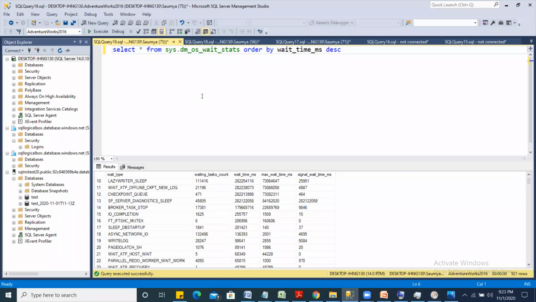So lazy writer, if lazy writer is in sleeping state, LAZYWRITER_SLEEP. I'm telling you, these are related to IO waits, right? LAZYWRITER_SLEEP and WRITELOG, these are related to your IO waits. And how to analyze those waits, I'm going to discuss this. So you will have the clue. You can analyze after that.